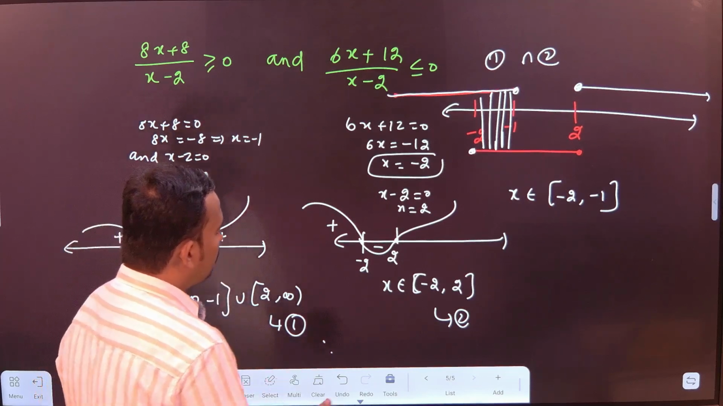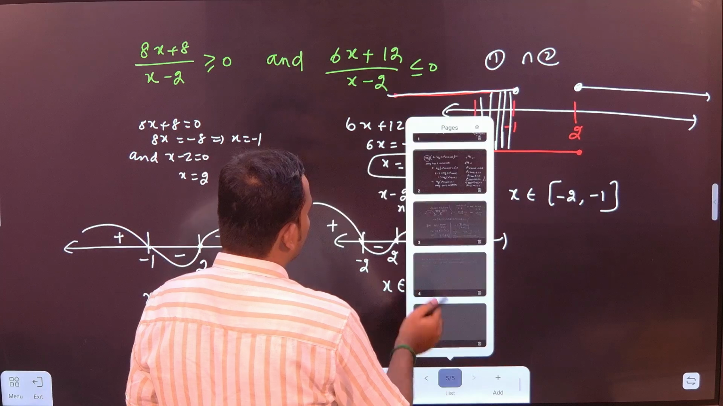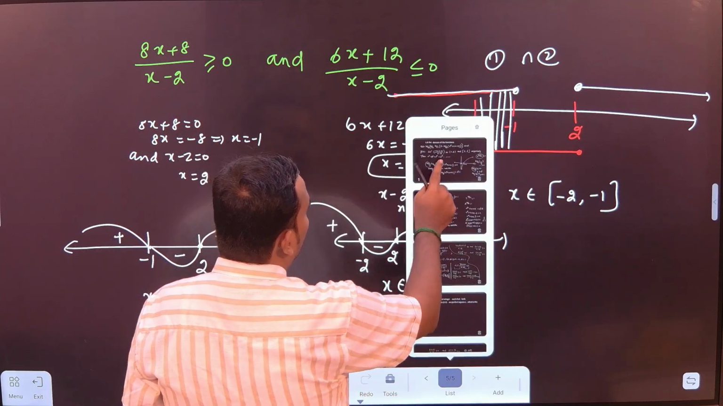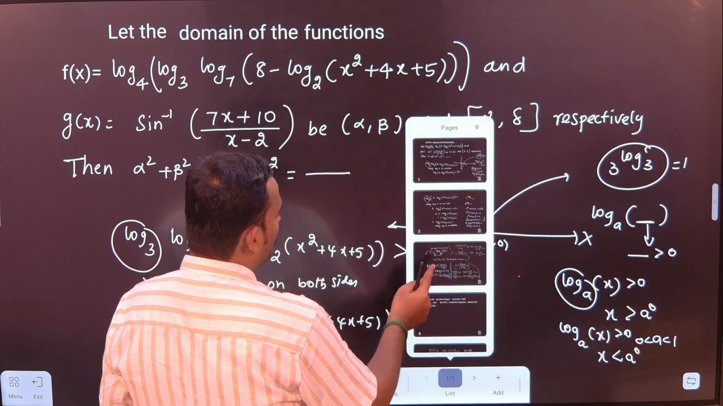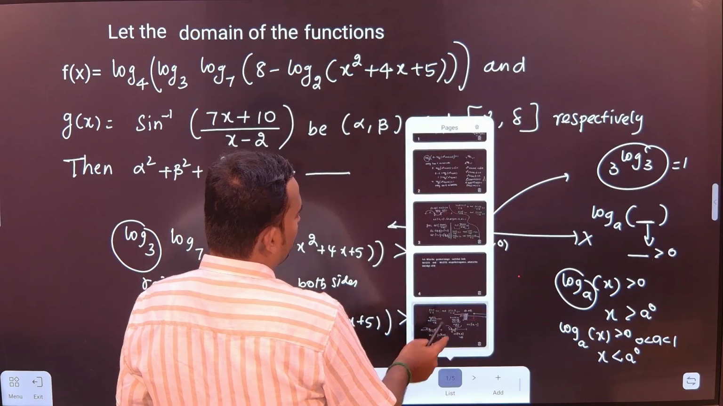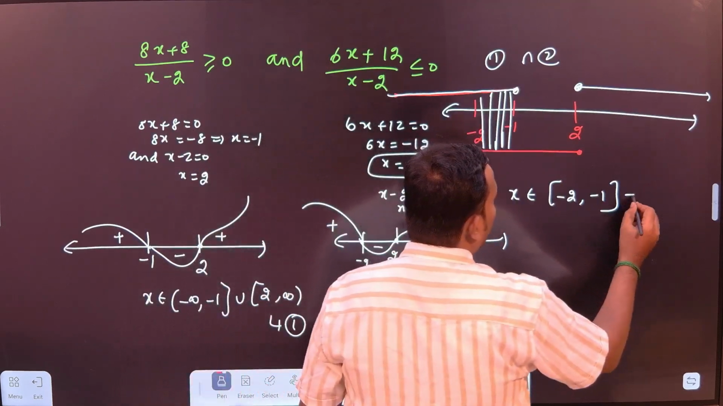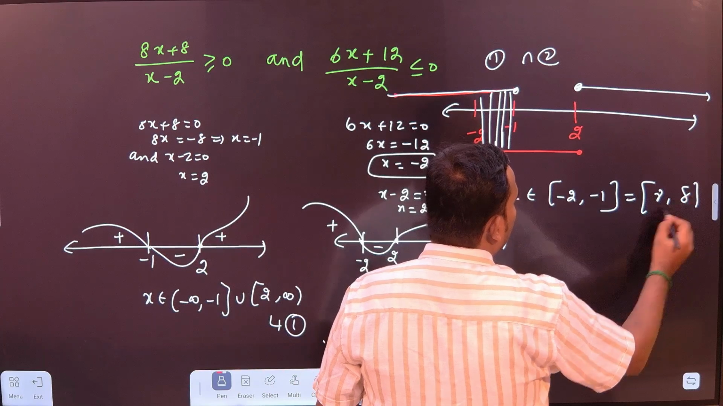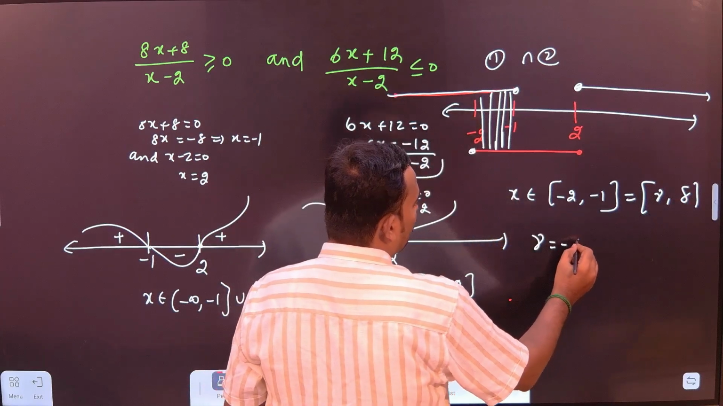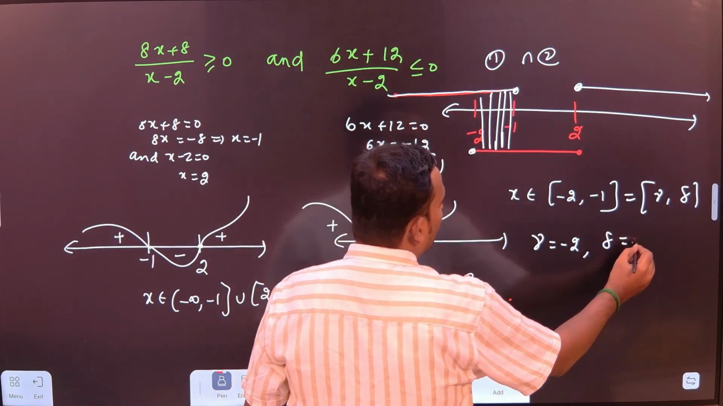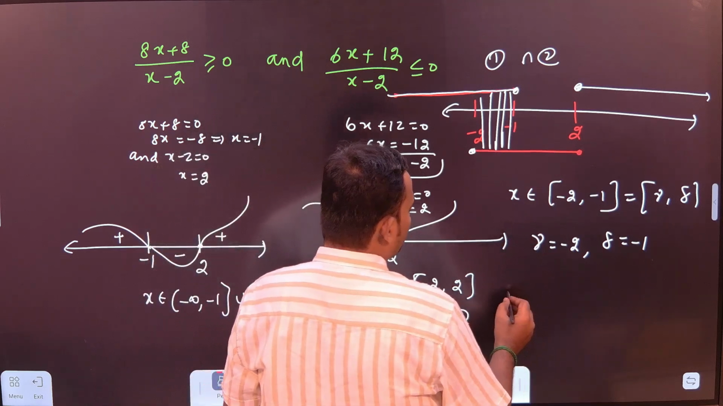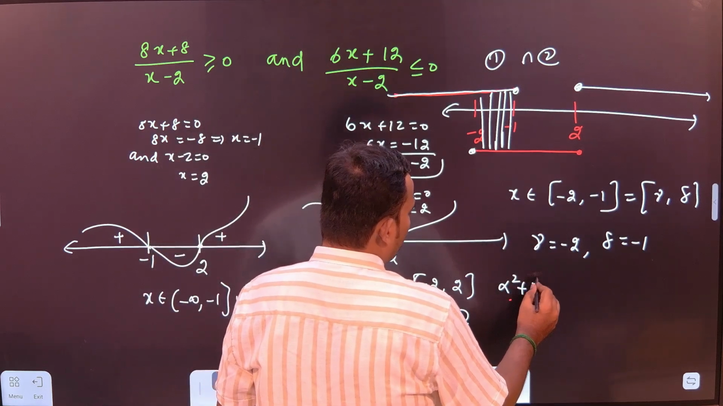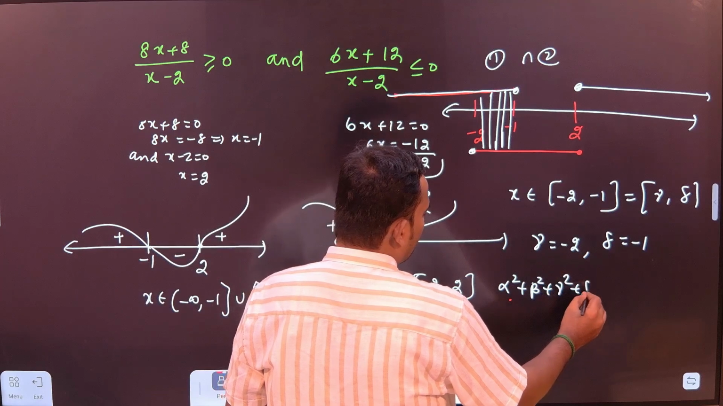So what is this actually? This is your alpha, gamma, delta. This will be gamma delta. So let us take this one is equal to gamma delta. Therefore, gamma you can take minus 2 and delta you can take minus 1. Clear? Okay.